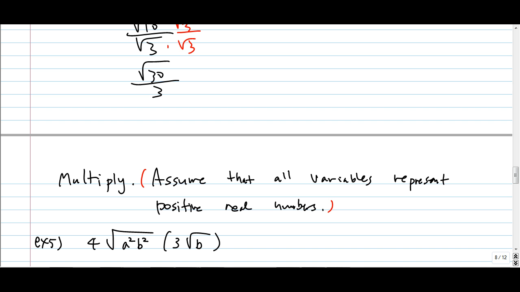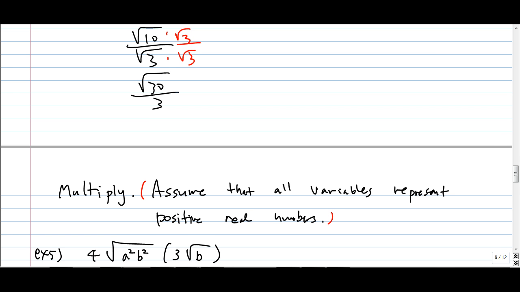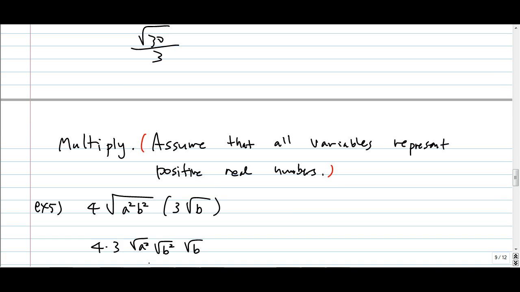Everybody try 4 rad a squared b squared times 3 rad b. Go ahead. So did you all get, first of all, using the commutative property of multiplication, could I rewrite this as 4 times 3 times the square root of a squared times the square root of b squared times the square root of b? Is that okay?